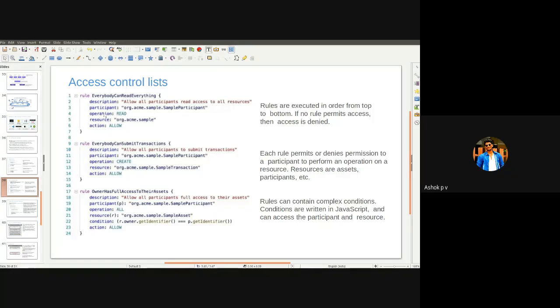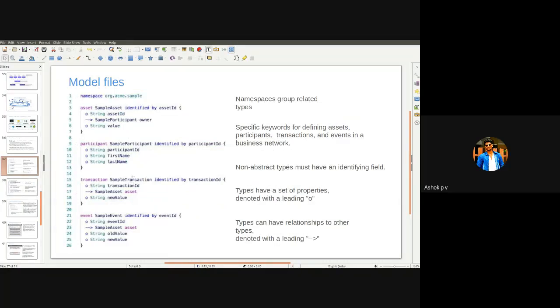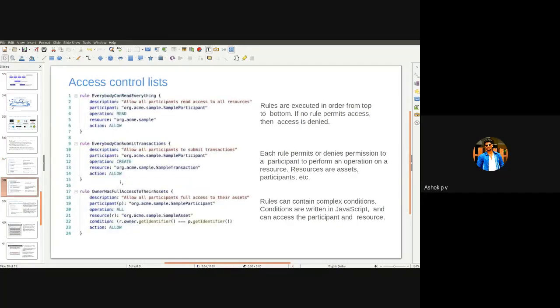I have given the operation as read and the resource as org.acme.sample. So he'll be able to read anything across all the resources, but he won't be able to submit or even write. No access. Submit is a separate thing that he can create, and he can only trigger particular transactions. If you see this, the sample transaction is there. So he'll be able to access that resource from that namespace. And owner, so he'll be able to see all the assets based on the identifier.